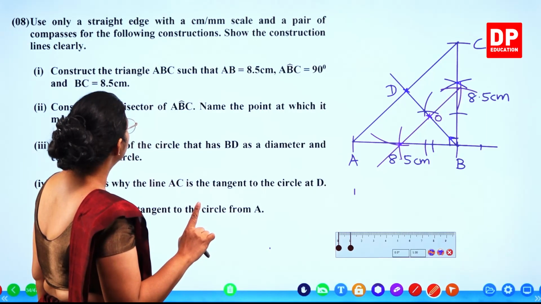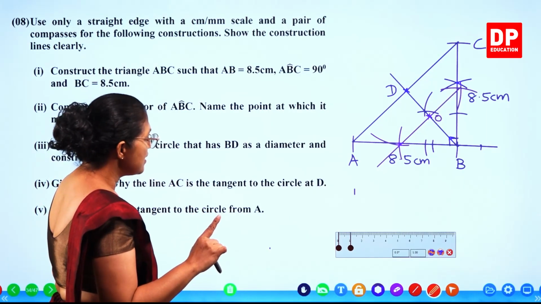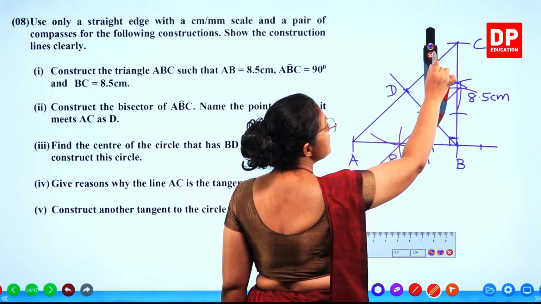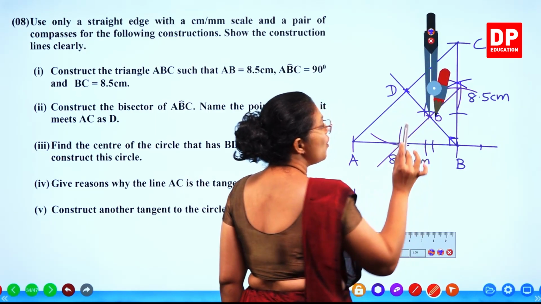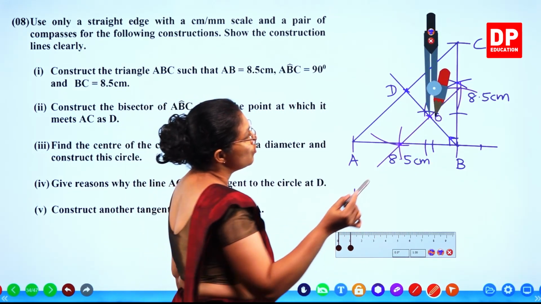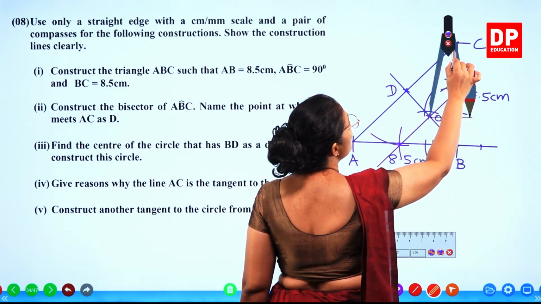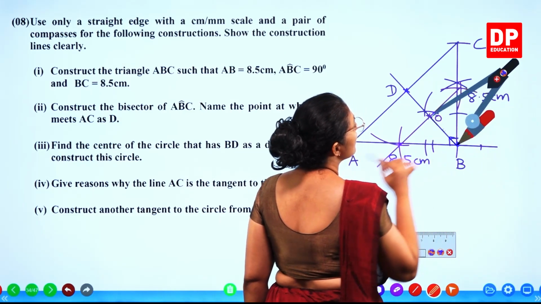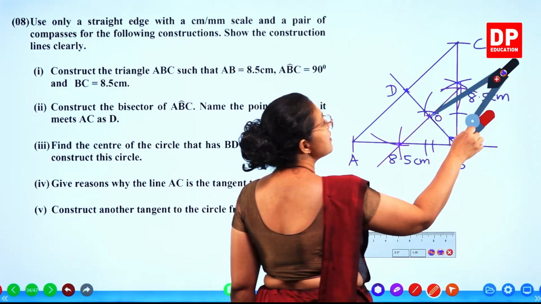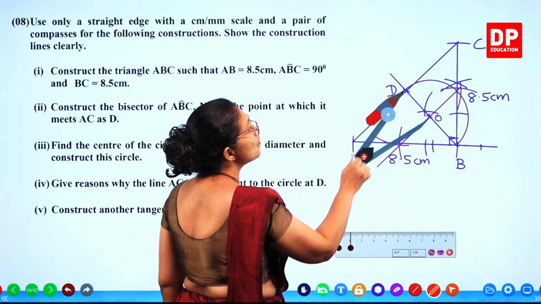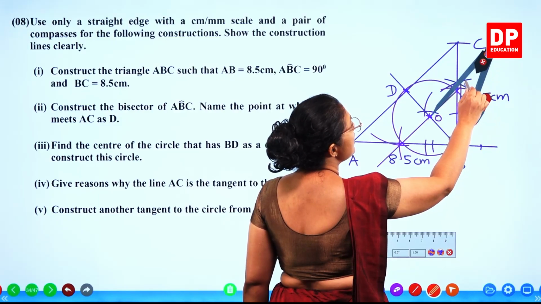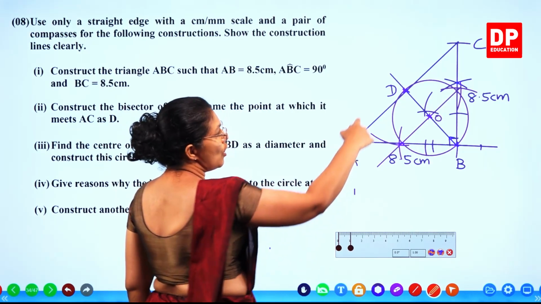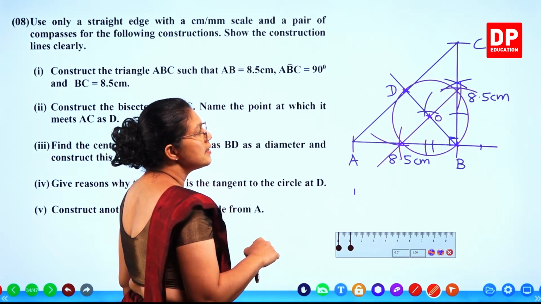And you need to find the center and draw the circle. How do you draw the circle? We take this O as the center, and either OB or OD is the radius. So you can take any point as the radius, the other point. Let's take B. So OB as the radius, and you can construct the circle. When you are drawing the circle, you can see it should pass through D as well, because BD is the diameter of the circle.